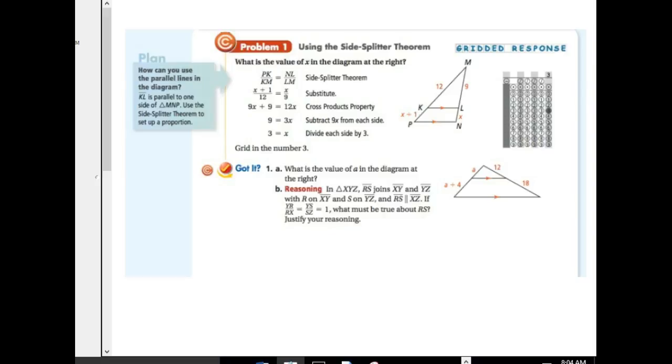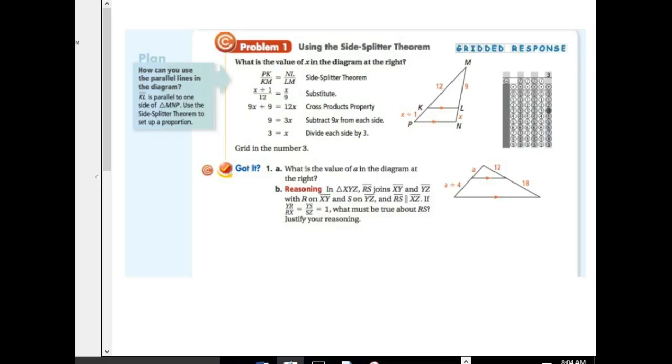Hello, we're looking at problem number 1 found on page 472 of your Geometry Part 2 textbook. This particular problem is using what's called the side splitter theorem. If you'll look back in the previous pages before this, it will explain this in better detail.